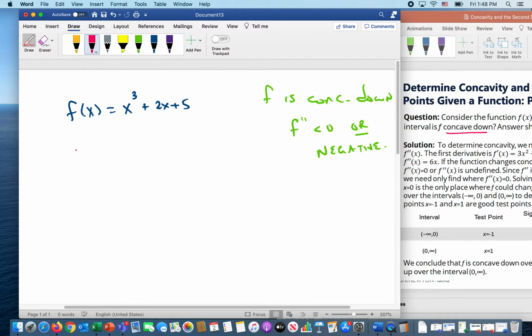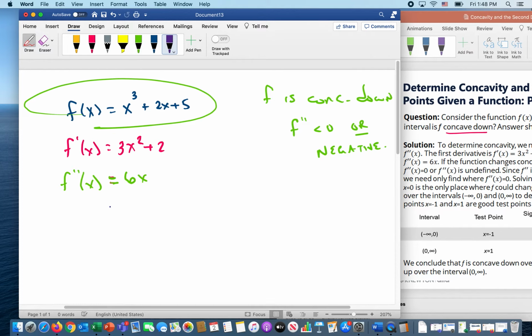Well, to figure this out, we're going to have to go in and figure out what the second derivative is. So the first derivative is 3x squared plus 2, and the second derivative is going to be f double prime of x equals 6x. So we want to know when is this concave down. We know that this function is going to have a domain of negative infinity to infinity. So what we're going to do is set this up with intervals, and our first interval is going to be negative infinity to 0, and our next interval is going to be 0 to positive infinity.